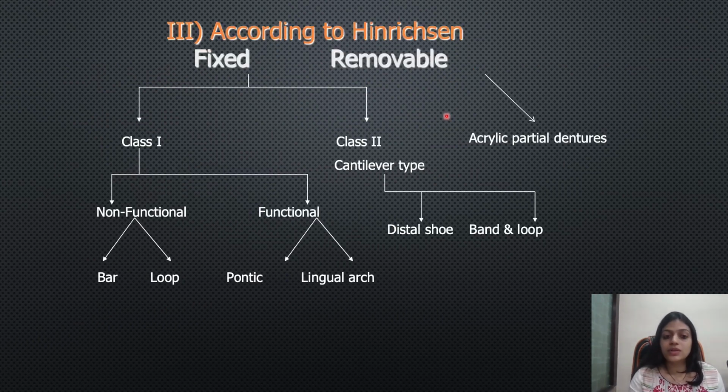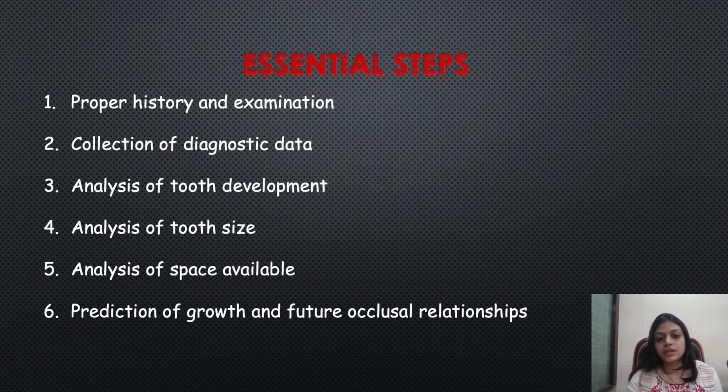Then according to Hendrickson, it can be fixed or removable, class 1, class 2, non-functional, does not serve the function, band and loop, bar and loop, functional, or class 2 is cantilever type, which is distal shoe or reverse band and loop. So these are, and acrylic partial dentures, which includes Pontic or the teeth and thus become functional. Okay, so there are some steps which need to be taken.